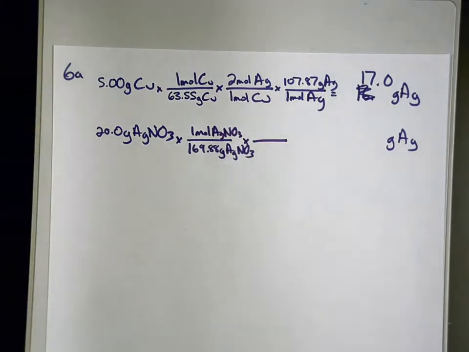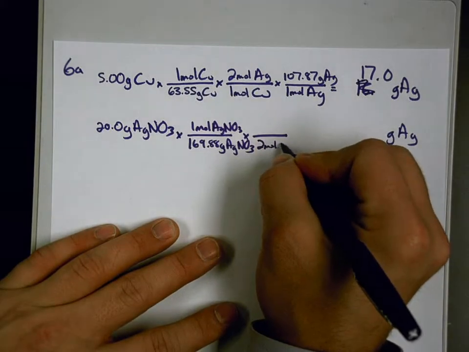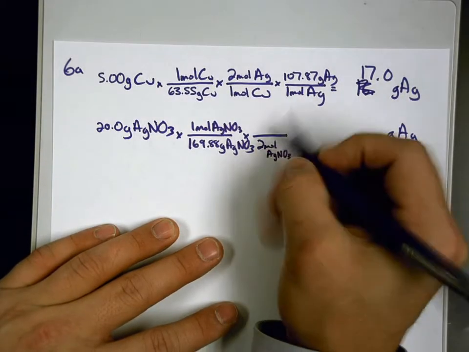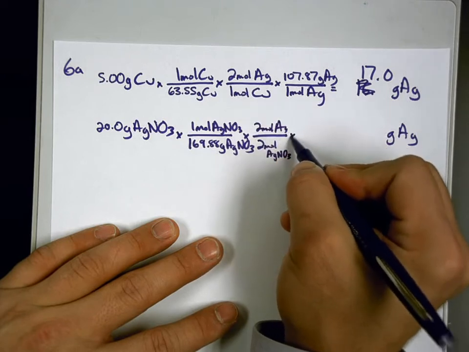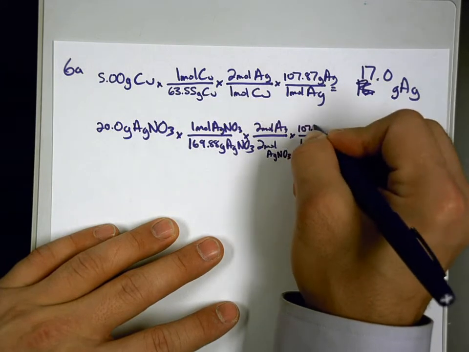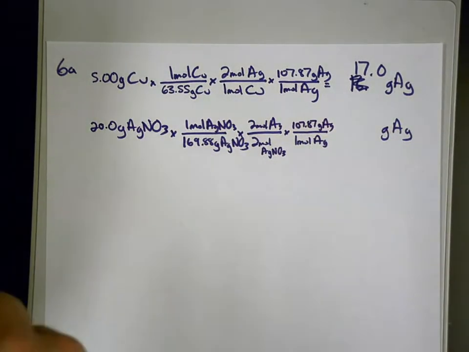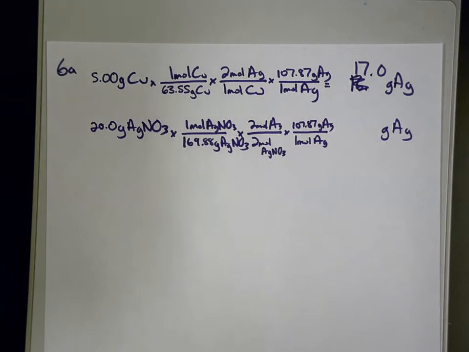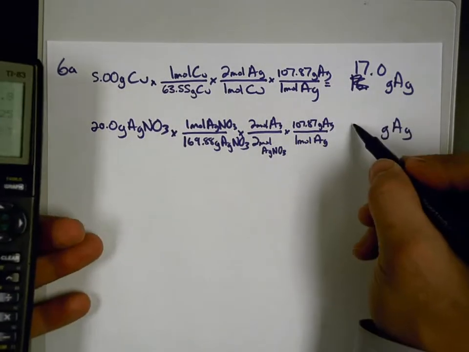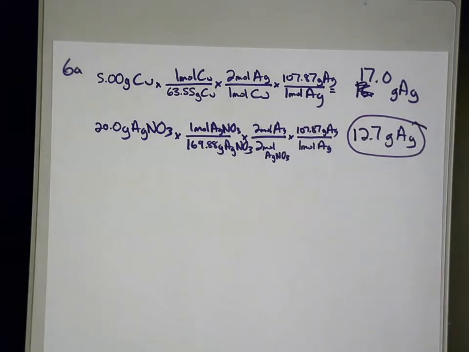Now, the balanced equation ratios for silver nitrate and silver are a 2-to-2 ratio. So let's put 2 moles of silver nitrate on bottom and 2 moles of Ag on top. And then the last thing we need to do is multiply by the molar mass of silver, which is 107.87 grams of silver per 1 mole of silver. Let's multiply everything on top and divide by everything on bottom. And this time we get 12.7 grams of silver. So it looks like this is how much silver can actually be made.